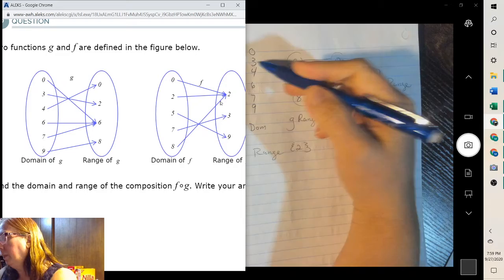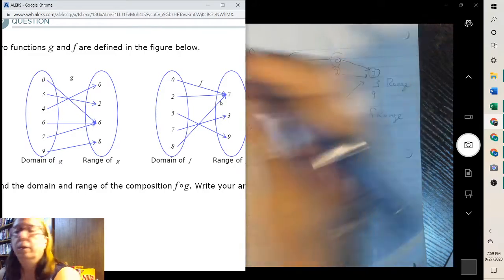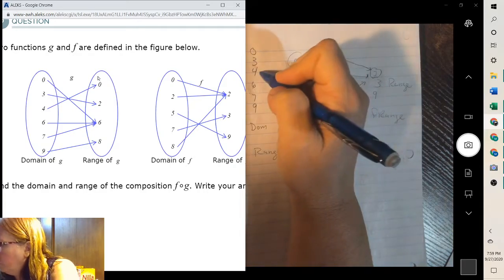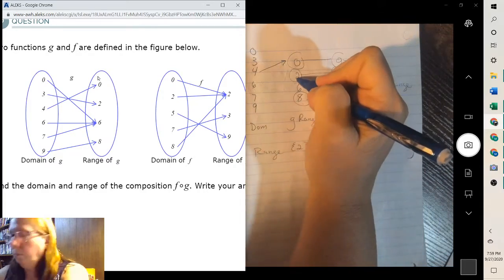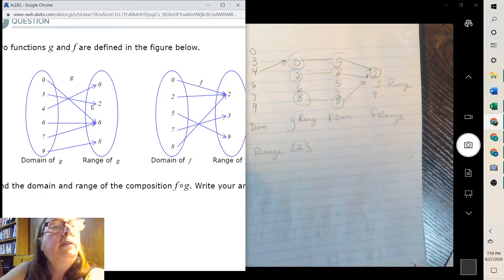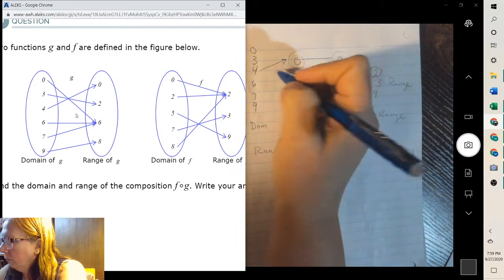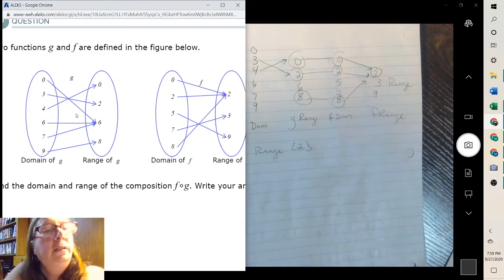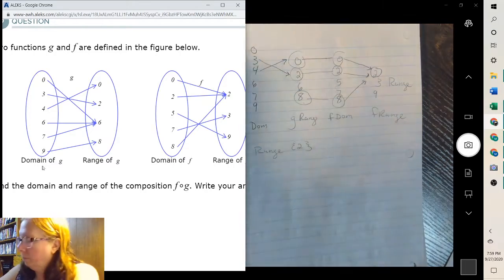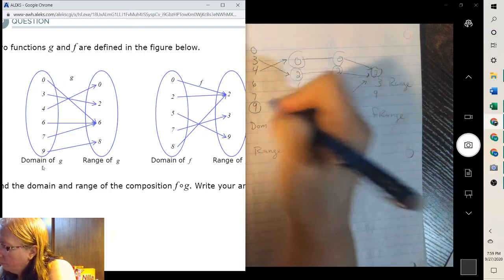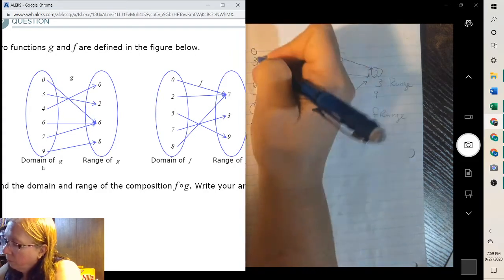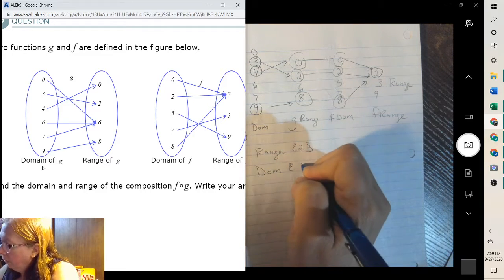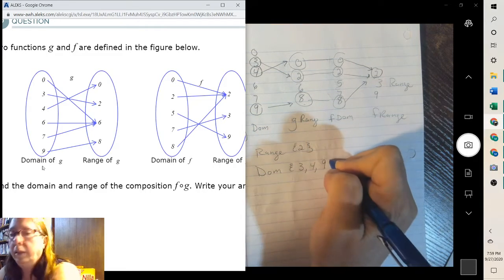Now you see which ones of these lead to 0, 2, and 8. So if we look at 0, 4 gives us 0. We look at 2, that comes from the 3. And what's the last one? 8. 8 comes from 9. So our domain is 3, 4, and 9.